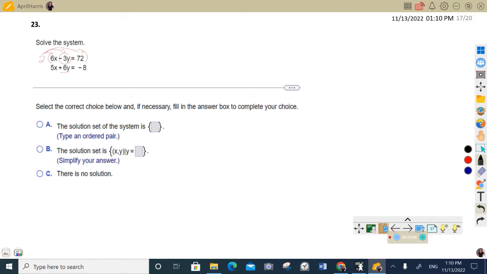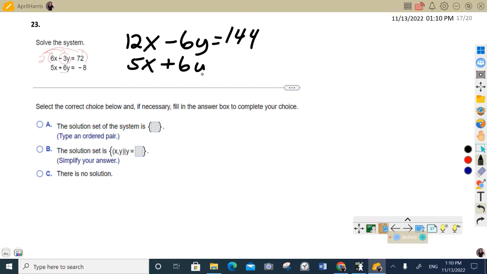So 2 times 6 is going to be 12x. 2 times negative 3 is negative 6y. 2 times 72 is 144. All right, my second equation I'm not going to do anything to. I'm just going to rewrite it underneath this one. Now when I add vertically, my negative 6y and positive 6y cancel.